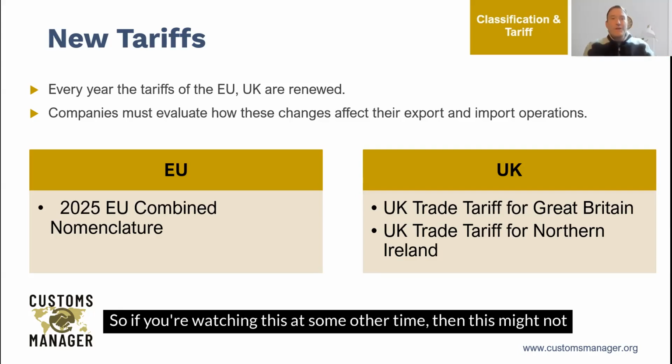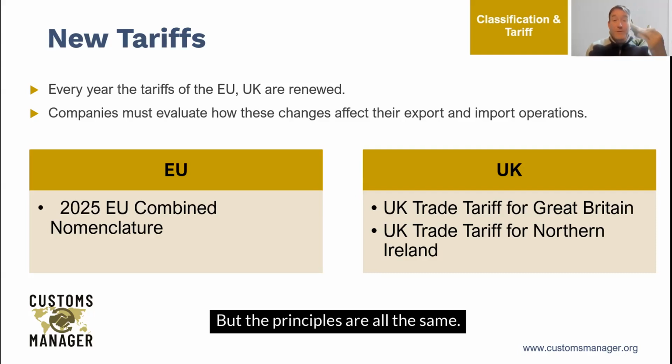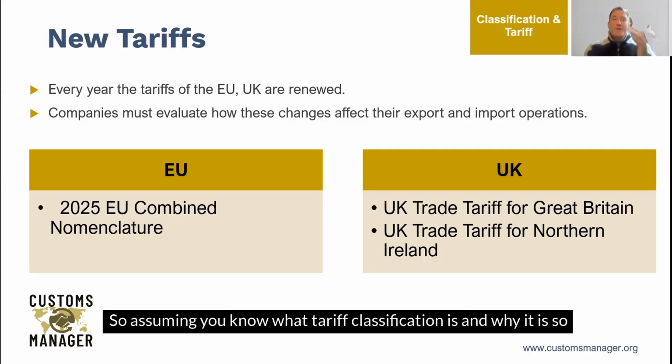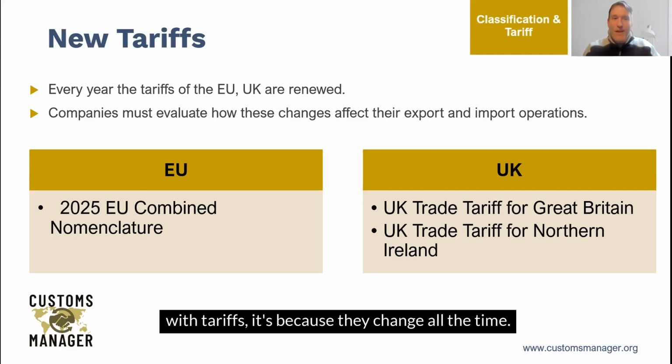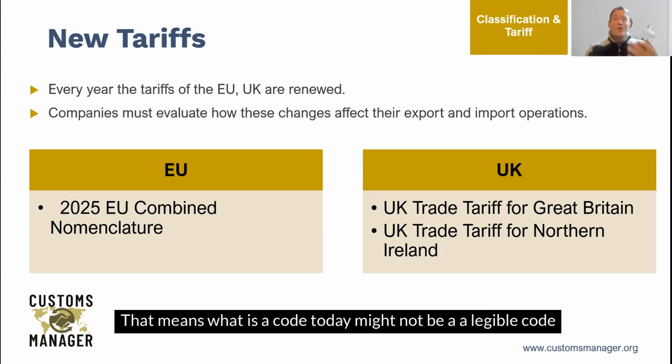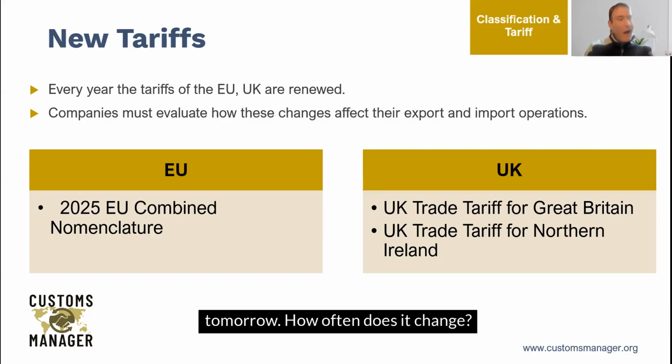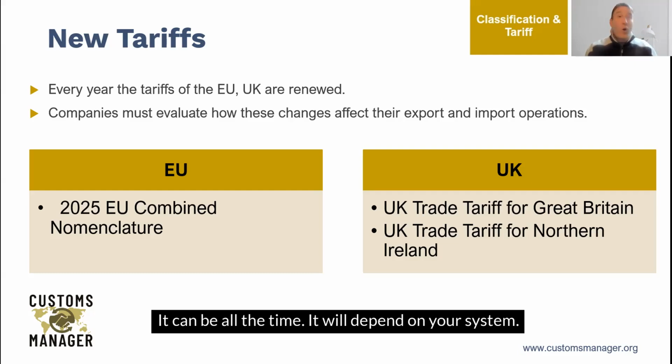So if you're watching this at some other time, then this might not be up to date, but the principles are all the same. So assuming you know what tariff classification is and why it is so important, and why it is important to be constantly up to date with tariffs, it's because they change all the time. That means what is a code today might not be an eligible code tomorrow. How often does it change? It can be all the time. It will depend on your system.